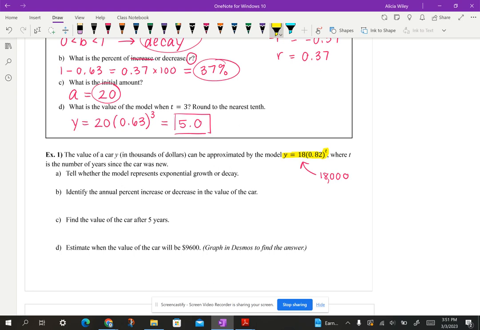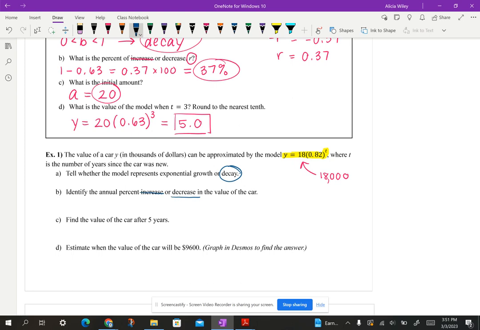T, again, is the number of years since the car was new. So it says, tell whether the model represents exponential growth or decay. Well, it's definitely a base that's smaller than 1, so that is decay. And then it says identify the annual percent increase or decrease. So here's where you're going to find it's not going to be increase, it's going to be decrease.